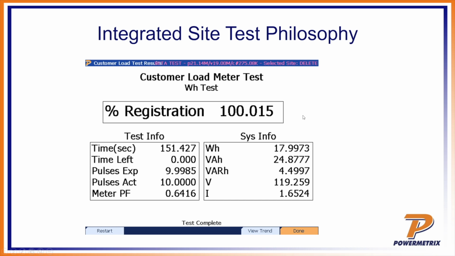So in this case, we got 100.015% registration. So I would estimate, looking at these numbers, this one was probably done in a lab because that's a pretty good registration. And different places have different allowable limits for your percent registration. Where we are here in Tennessee, we fall under the TVA area, and TVA allows a plus or minus 2%. So that could be 98 up to 102% registration.